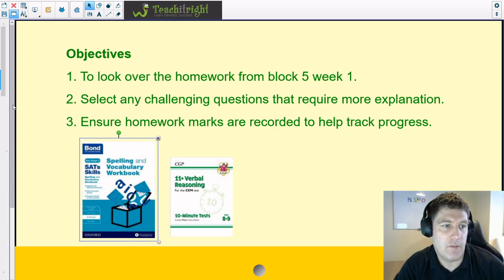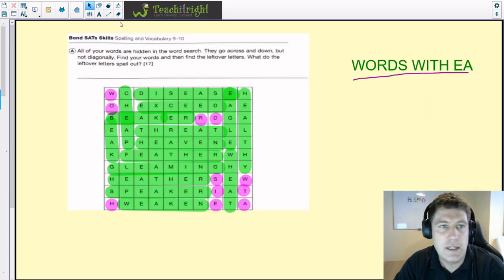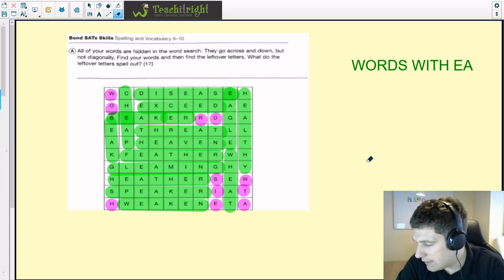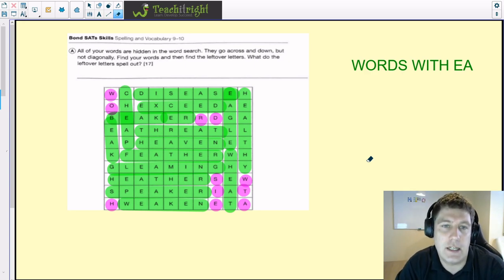So we're going to have a look at the first task that you had to do. What we had here was a word search. All of your words down the side, so down the right hand side, are hidden in the word search. But there are some letters that are left over, and you had to work out what those letters spelt.